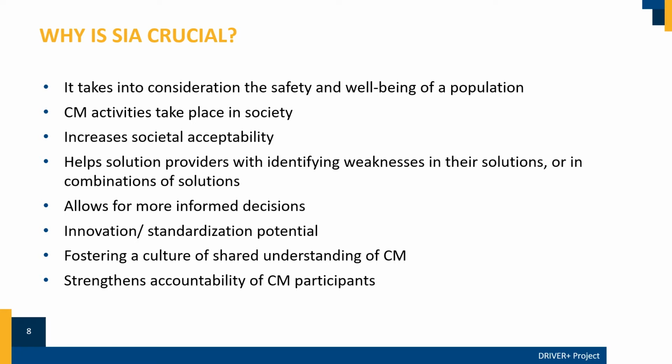Why is SIA crucial to consider? Societal impact is important because it looks at determinants, perceptions, attitudes, and behaviors that are associated with the safety and well-being of a population. Evoking positive change in these determinants can be a step towards sustainability. As it becomes easier to address root causes and promote behavior types that support sustainable change, research and investments can become more valuable and more effective.